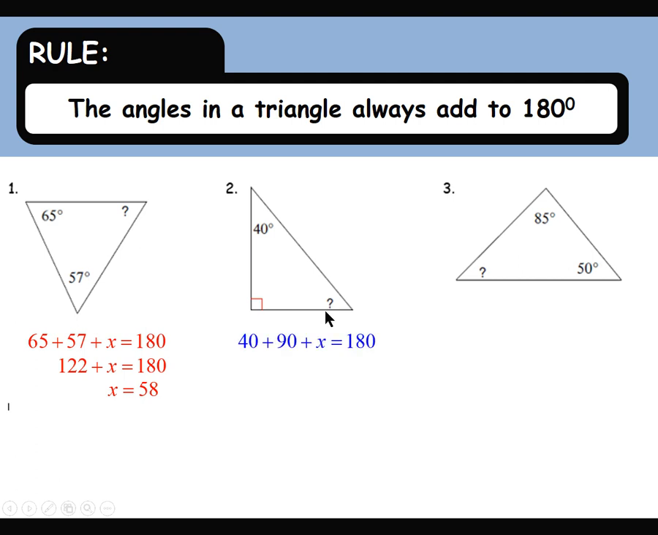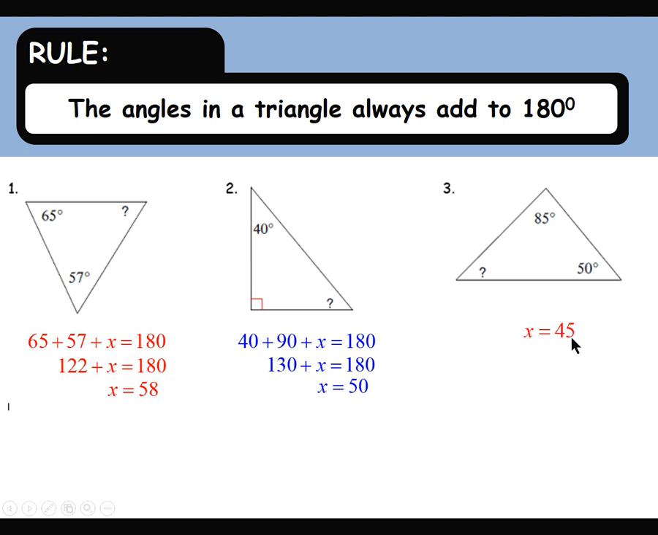And then again, simply combine like terms and solve for x. We'll have 130 plus x is 180, and then subtract 130 from both sides, and we'll get x is equal to 50. The third problem, take a moment and try to find the missing angle. And it's going to be 45.